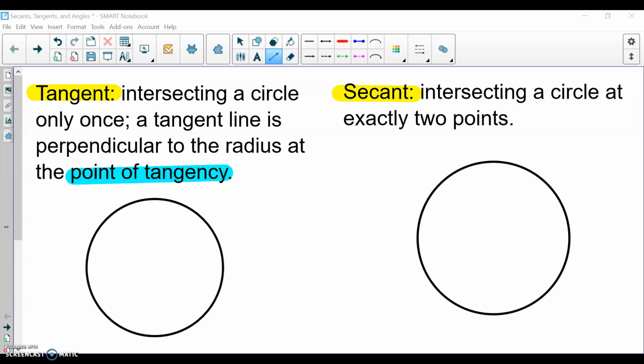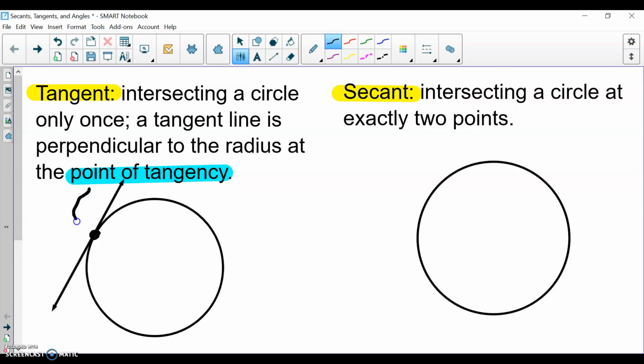So a tangent ray or a tangent line intersects a circle only once. So for example, if I have a tangent line, the line has two arrows for each of the ends. So this line is only touching the circle at one point. So that is our definition of tangent. A property from a previous section says that a tangent line is perpendicular to the radius at the point of tangency. So it's important to note that your point of tangency is the point where your line touches your circle.